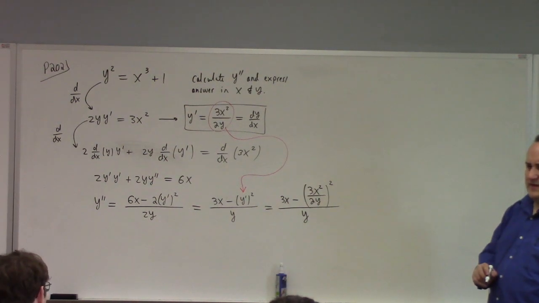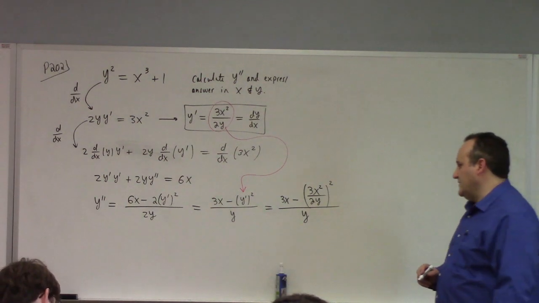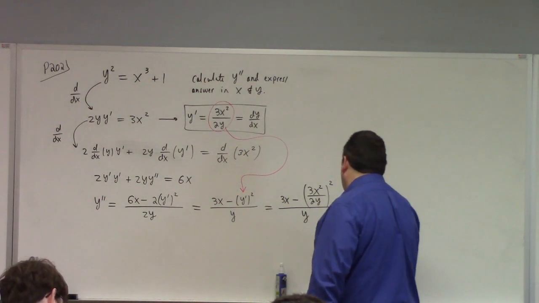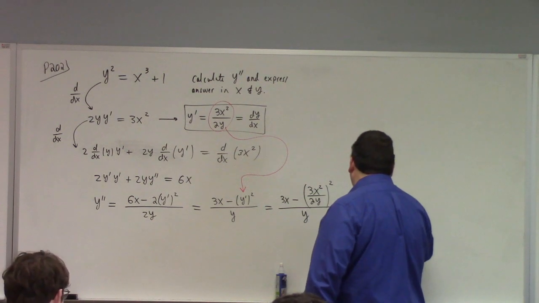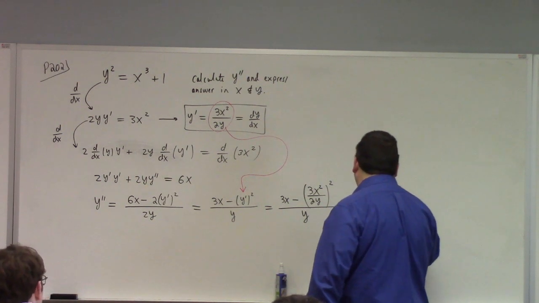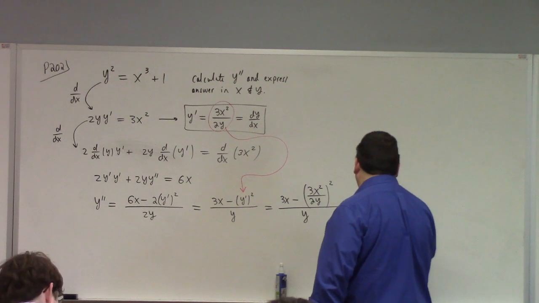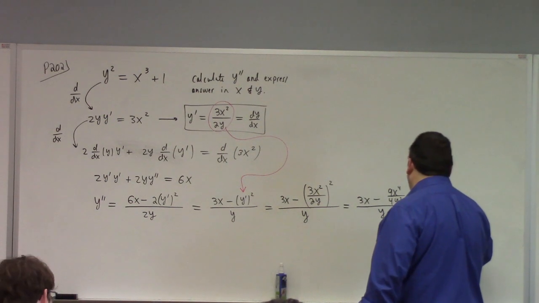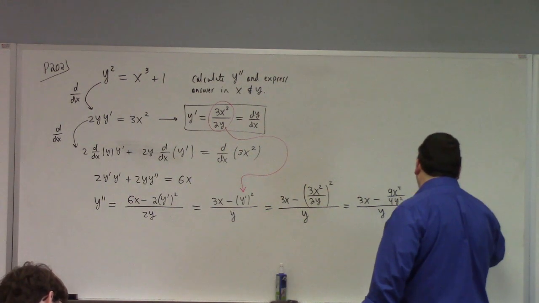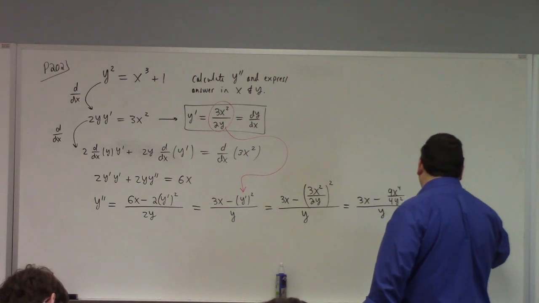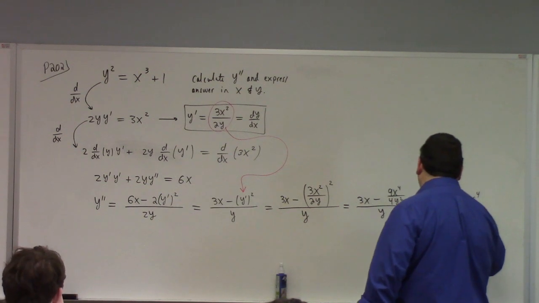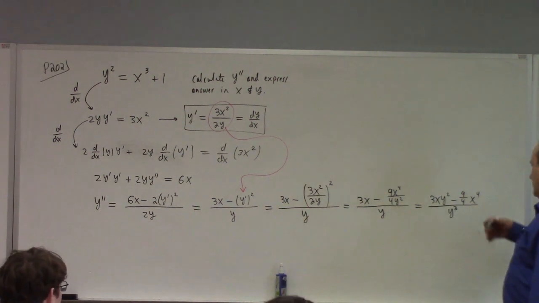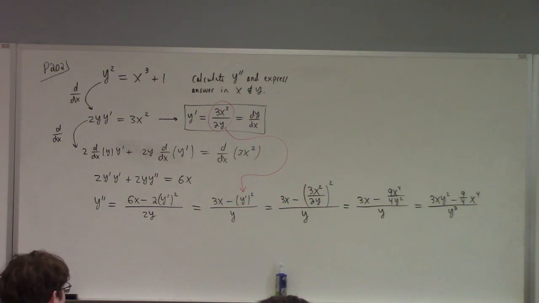I don't think I asked you to simplify the answer, but if I had, I think the next thing I would do would be like, okay, so that's (3x minus 9x to the 4th divided by 4y squared) over y. So that would be like 3x over y squared minus 9/4 x to the 4th divided by y cubed. So you could write the answer like that. Anyway, we could simplify the answer, but we don't have to.